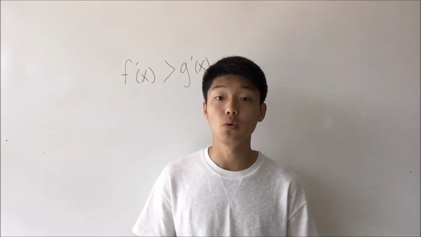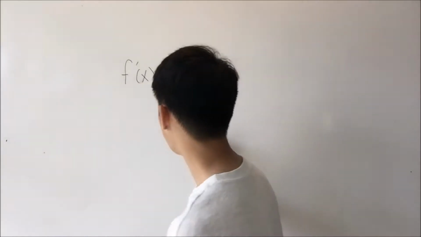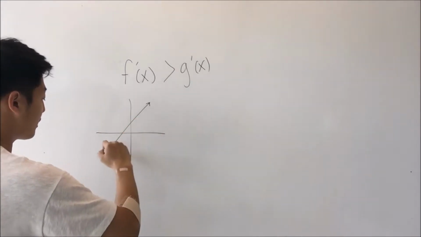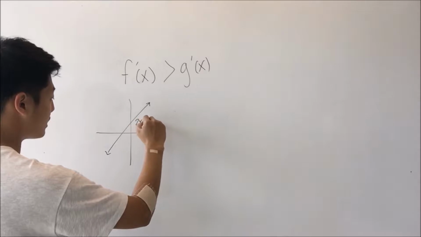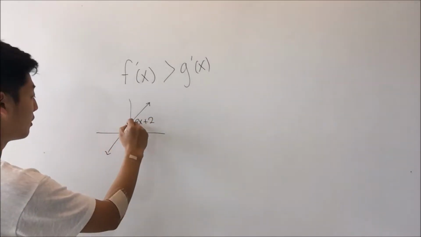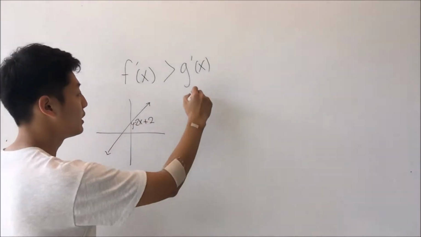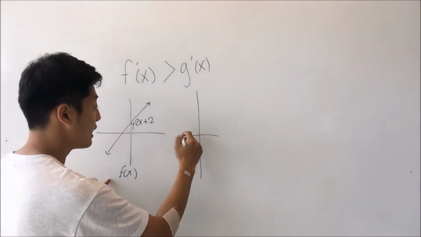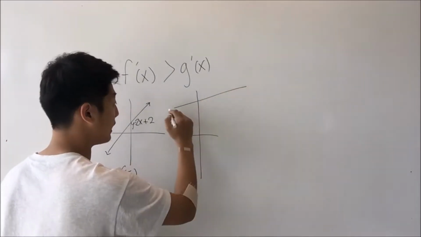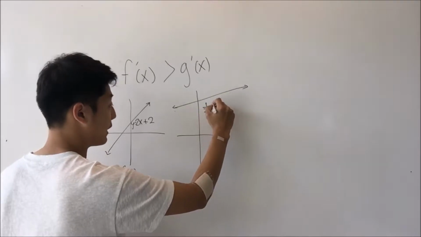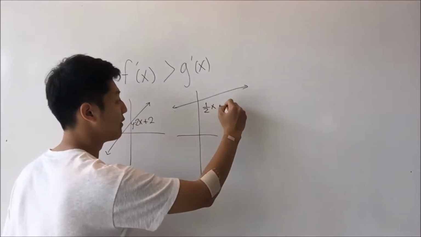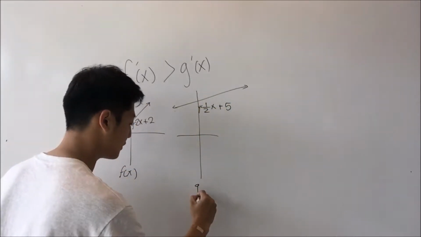So, for example, when you look at the graph, f of x is just a graph. Let me graph f of x, just a random graph, like 2x plus 2. I'll just go like that. This is f of x, not f prime x, but f of x. And this one will be g of x, 1.5x, and plus, I'll just go 5. Forgetting to write g of x there.